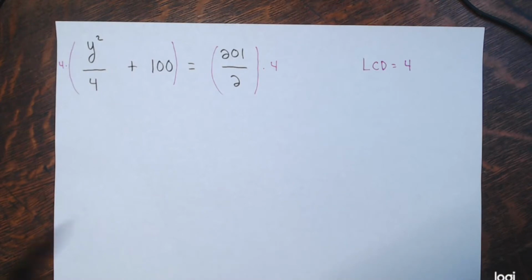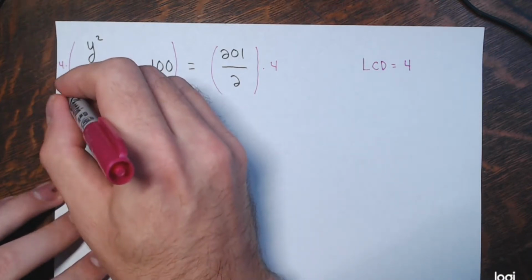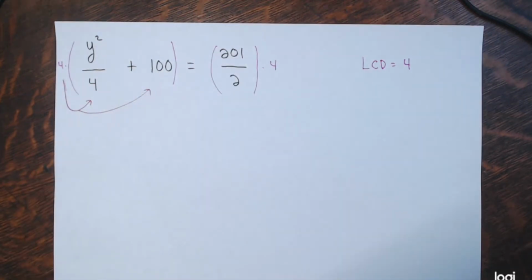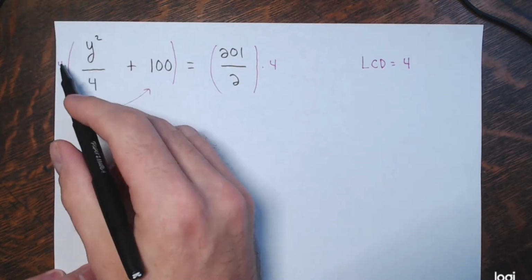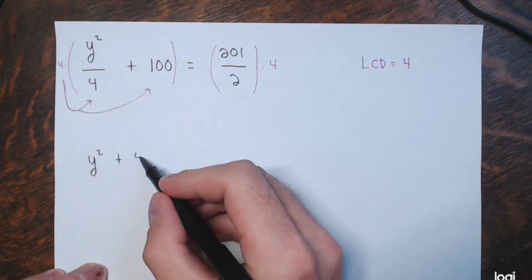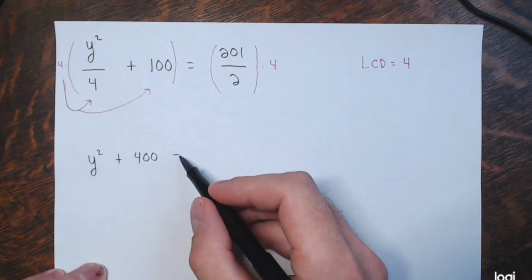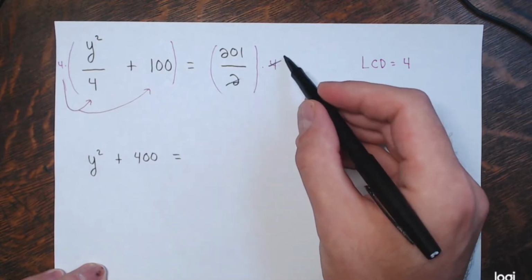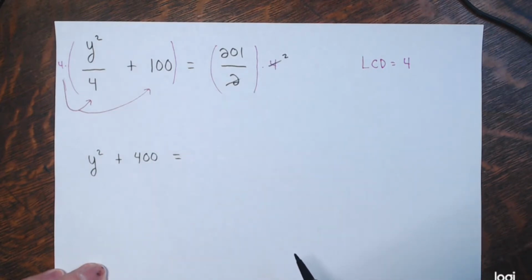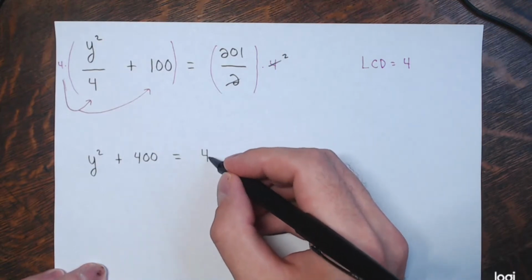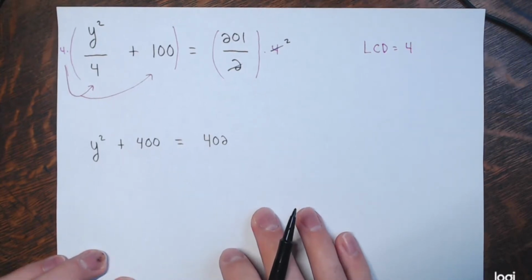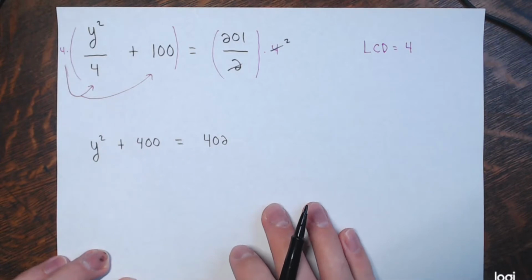Now be careful, the left side has multiple terms, so I'm going to be distributing the 4 to those multiple terms. So the first term there, the 4s would cancel. You'd be left with just y squared plus, and then 4 times 100 is 400. Equals, and then on the right side, 2 goes into 4 twice, so those cancel, it becomes a 2, and then 201 times 2 would be 402. Now it's even easier to look at. y squared plus 400 equals 402.